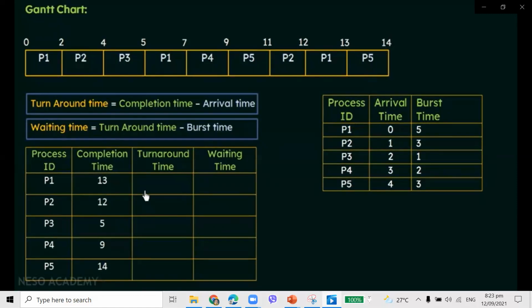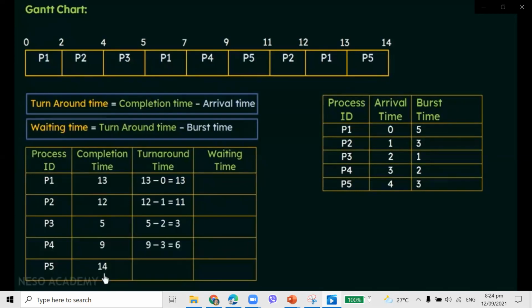Using these completion times, let's calculate the turnaround time. Turnaround time is the completion time minus the arrival time, which we will see from this table. For process P1, the completion time is 13 minus the arrival time, that is 0, so the turnaround time is 13 units. Similarly for P2, completion time 12 minus arrival time 1 gives 11. For P3, the completion time is 5 and the arrival time is 2, so 5 minus 2 is 3 units. For P4, the completion time is 9 and the arrival time is 3, so 9 minus 3 is 6 units of time.